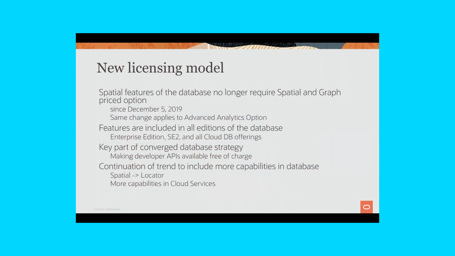So before we get into the actual breadth of the spatial, we also recently made a licensing change. Until December last year, spatial and graph used to be a priced option. So now it's no longer a priced option, starting from December 5th last year. This was done to some other options as well, like the advanced analytics option.